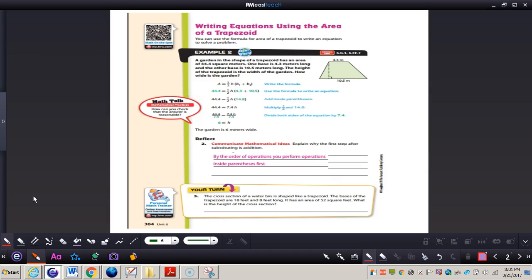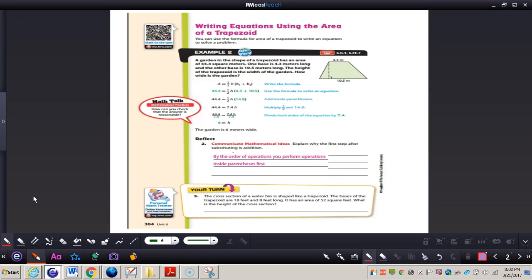So now we're going to take a look at writing an equation using the area of a trapezoid. And you can use the formula for area of a trapezoid to write an equation to solve a problem. So we have example 2. It says a garden in the shape of a trapezoid has an area of 44 and 4/10 square meters.